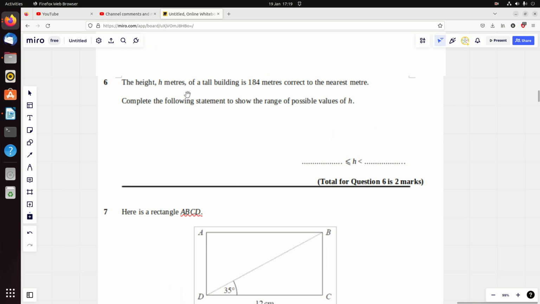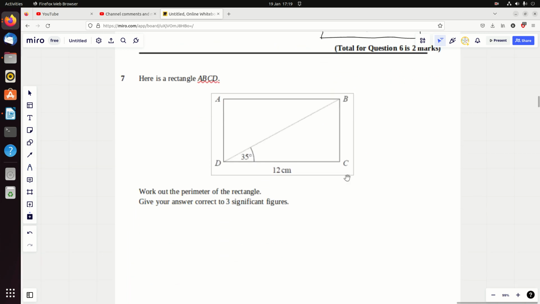The height h meters of a tall building is 184 meters correct to the nearest meter. Complete the following statement to show a range of possible values. Well, if it's to the nearest meter, it could have been 183.5 on the lower bound, and it could have been 184.5 on the upper bound. Notice it's a strict inequality, so it describes perfectly the way the rounding works here, and most people getting that right. That's fine, that one.